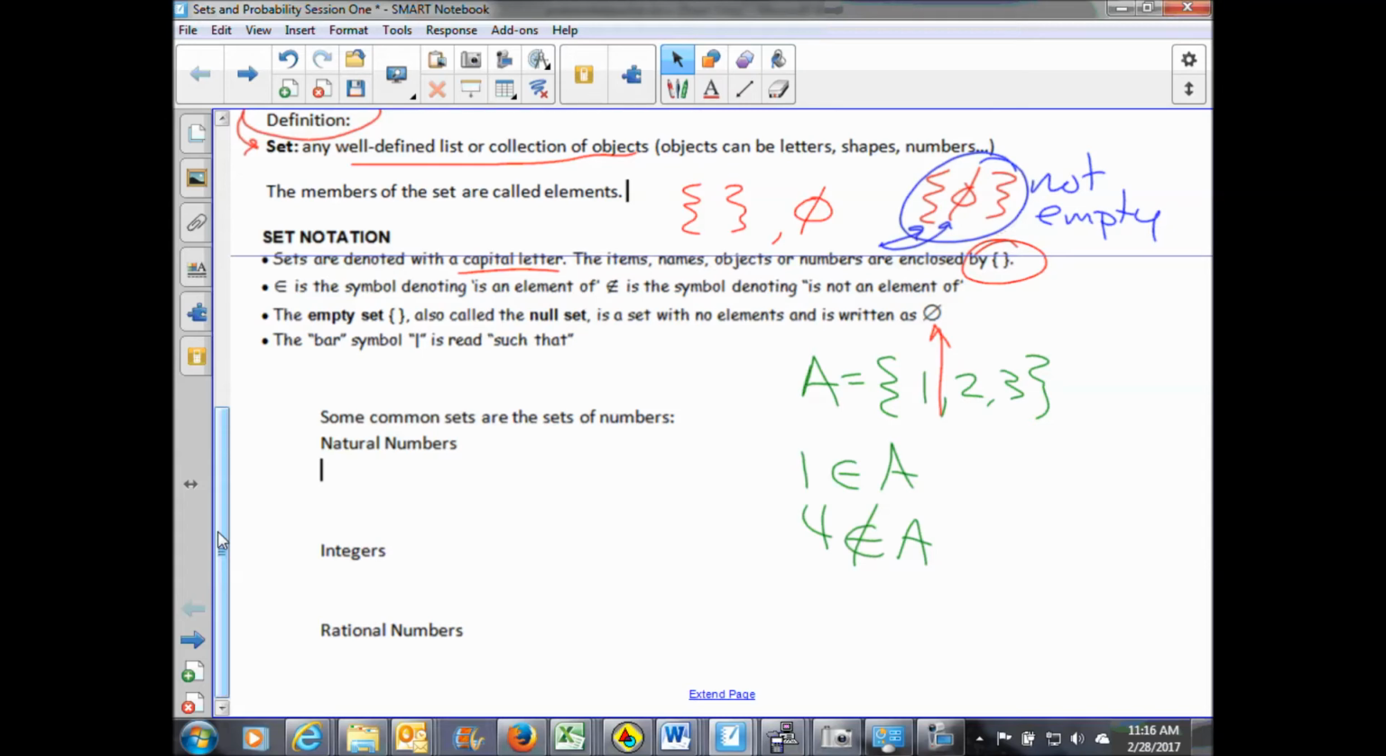Now, sometimes we'll use a system of writing sets that's called set notation. And let me show you an example of this.